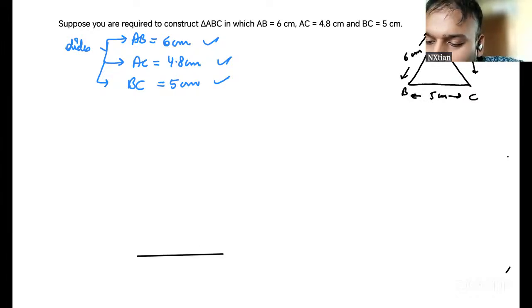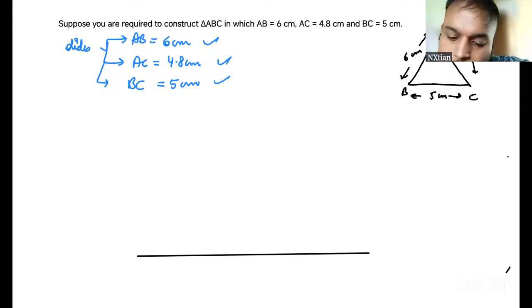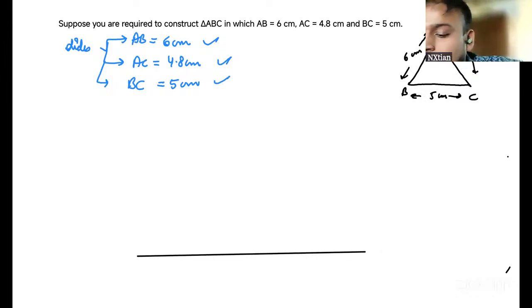So first of all, I will draw a 5 centimeter line with the ruler scale. Quickly draw it and name it as BC. Quickly do it with me. Done?